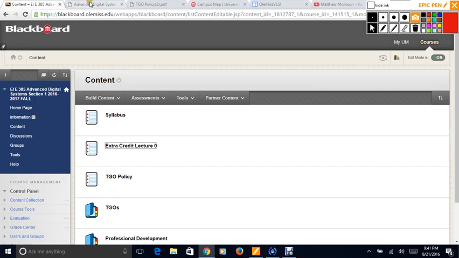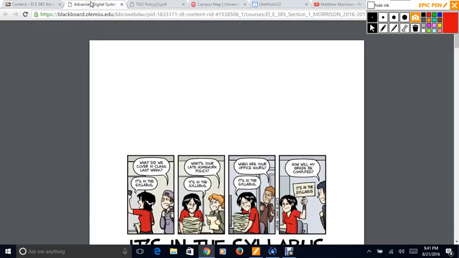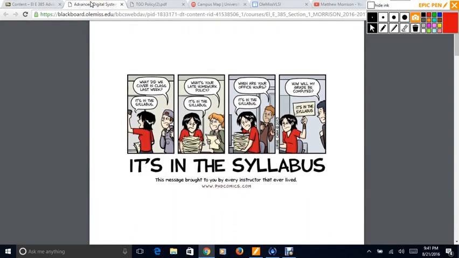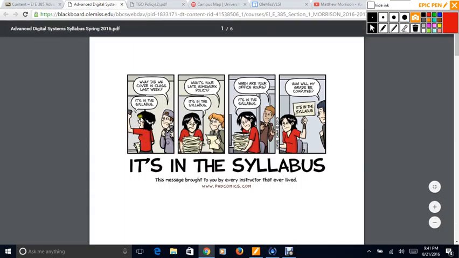So we will start out with the syllabus, which I have here. This is a very popular comic that a lot of professors and teaching assistants appreciate. Basically, you have the teaching assistant, and some students come in. What did we cover last week in the class? It's in the syllabus. What's the homework policy? It's in the syllabus. When are your office hours? It's in the syllabus. How will my grade be computed? Just holding up a sign that says in the syllabus.